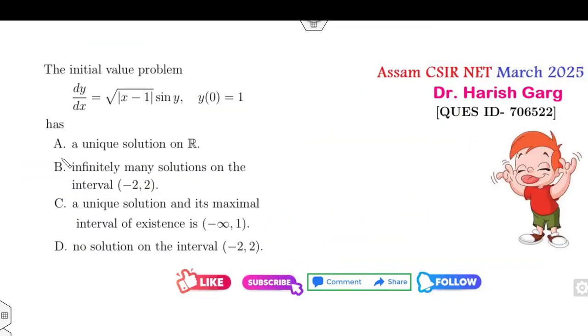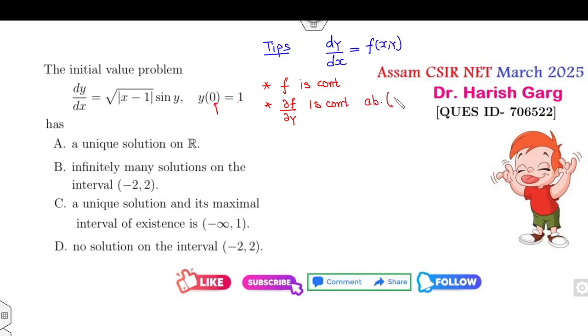Look at the second one. The initial value problem has a unique solution, infinitely many solutions and so on. That's a very simple question. We all know whenever the function is f of x comma y, if you prove that f is continuous, and the partial derivative of f with respect to y is continuous about the initial point 0 comma 1, then you can say there exists a local unique solution. Is it okay? This is by using Picard's theorem.